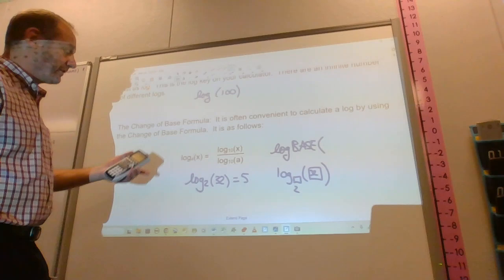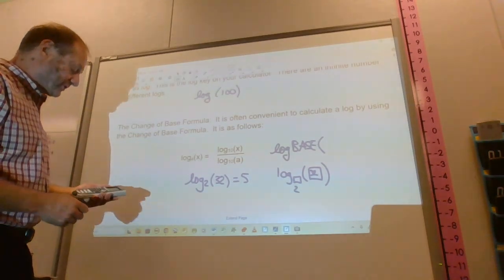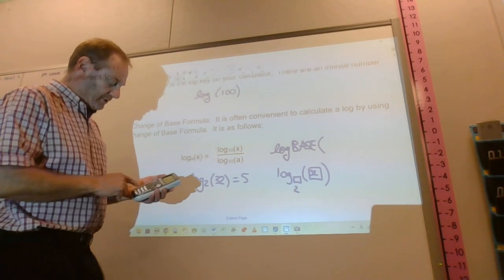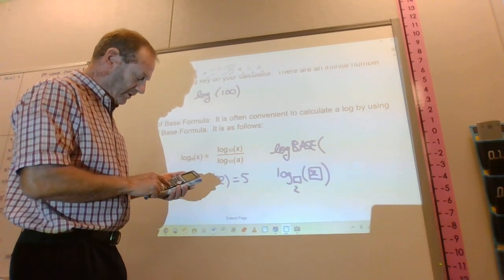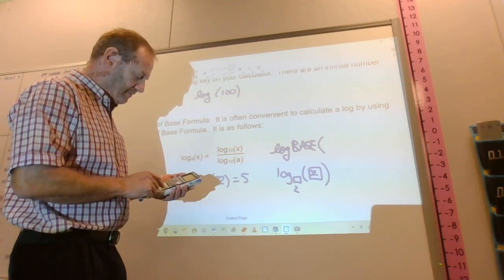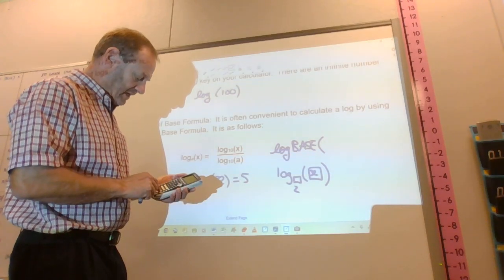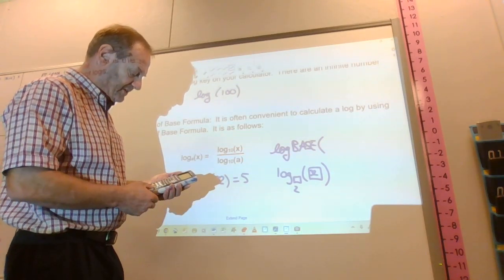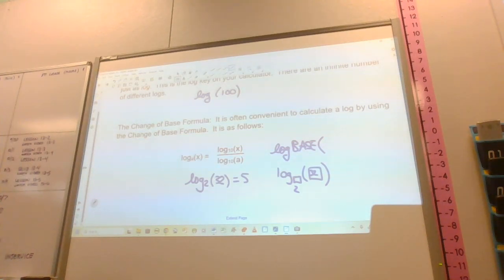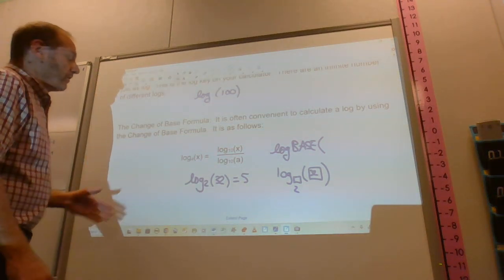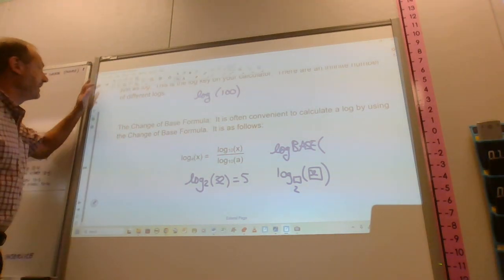That's a lot easier than doing the change of base formula, but you could do it. So if I did it that way, I'd push my LOG key, of 32, close the parentheses, divided by, hit the log key again, put a 2 in there, close the parentheses again, hit enter, and I get 5 again. So pretty cool formula, very handy.